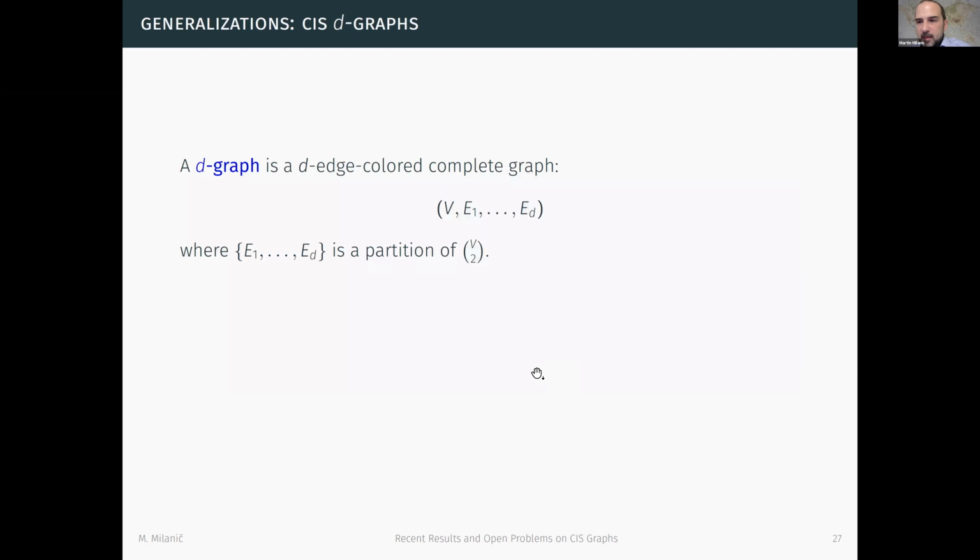Okay, and finally, I would like to mention very briefly one generalization, which is interesting for the motivation, the one about D-graphs. A D-graph is a D-colored complete graph. So we have a vertex set V, and all the edges of the complete graph with this vertex set are partitioned into D color classes, E1 up to ED.